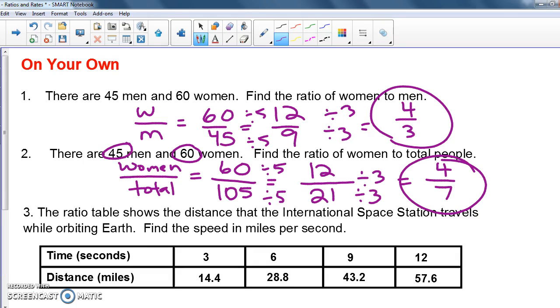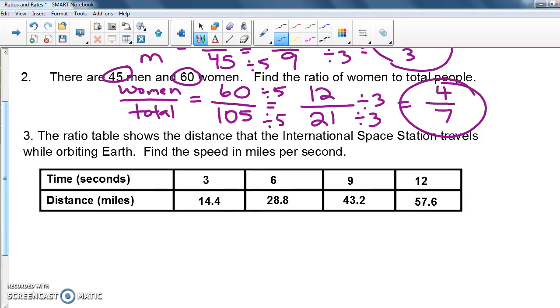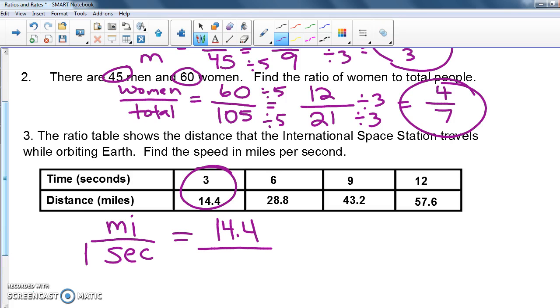Okay, and then number 3 says the ratio table shows the distance that the International Space Station travels while orbiting Earth. Find the speed in miles per second. Okay, so this is just like the other one with the table. I need miles per 1 second. All right, well, let's fill this in. I'm going to pick this one right here. So miles is 14.4. Seconds is 3, but I need it to be 1 second.